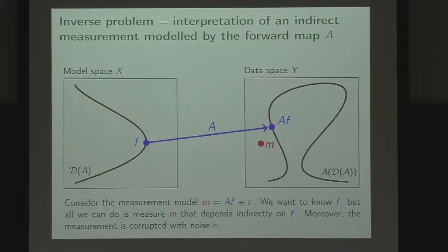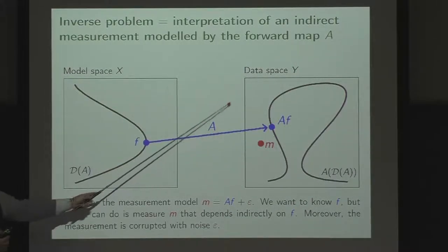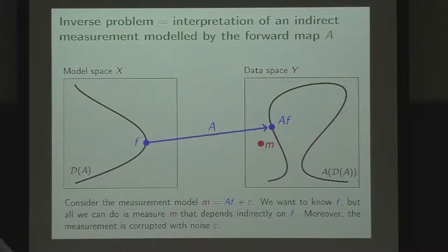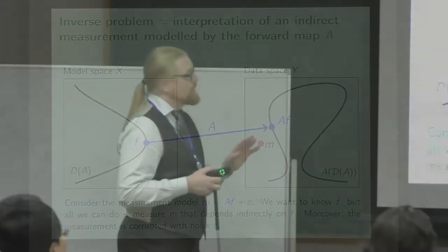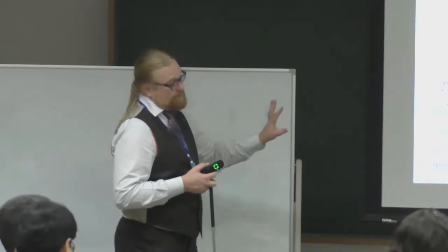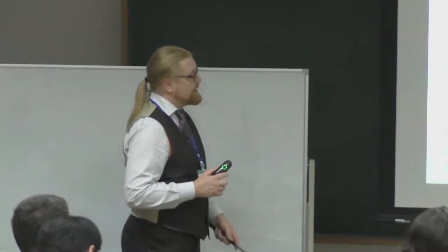Anyway, in an inverse problem, this is a general view. We have a model space X where our unknown object F is a member. We have the forward map, which in the linear part of the course will be just a matrix or linear operator. This is the data space. In the linear case, this is just R^n and R^k, finite dimensional. But in the second part of the course, we will have a more complicated nonlinear situation with electrical impedance tomography. But this is the general picture that can cover many inverse problems.